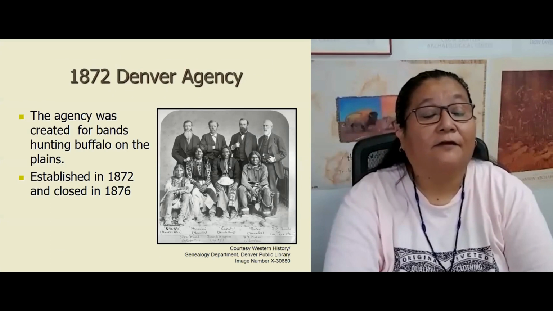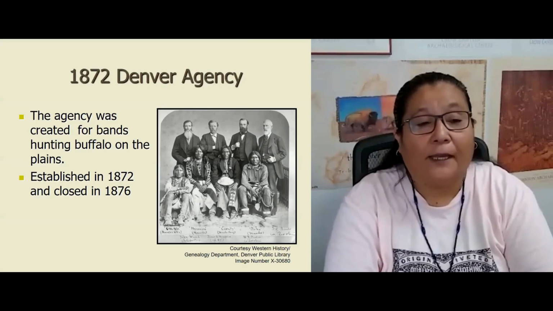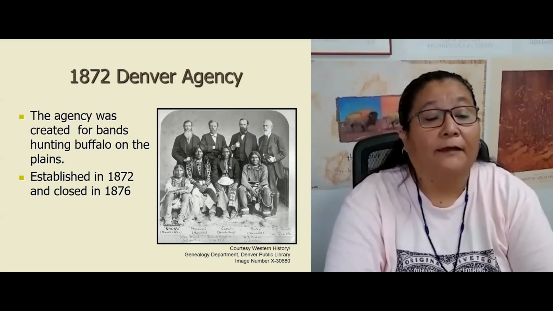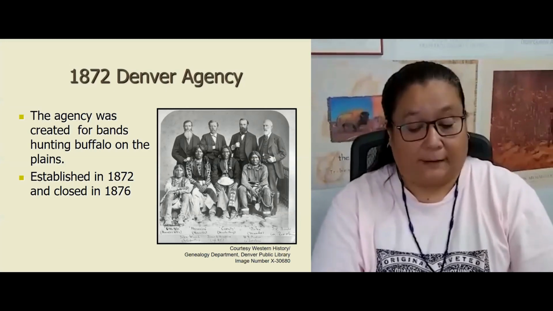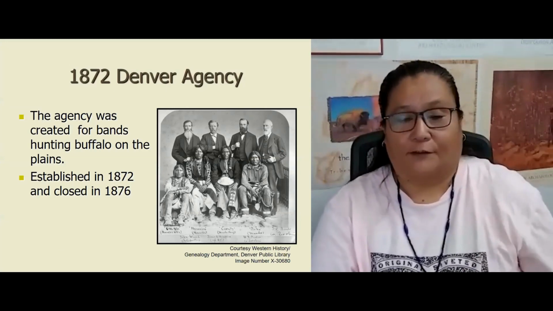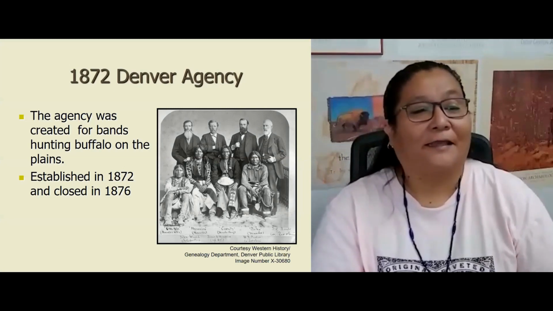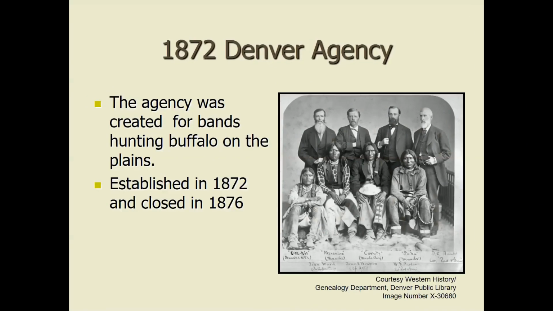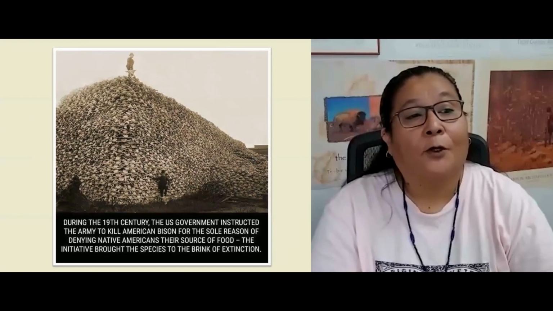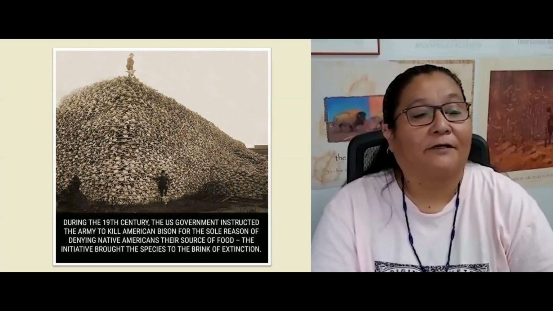So in 1872, there was a small band of Ute people living over where downtown Denver is, at one of the parks before it was a park. The agency was only open for about 4 years, and then they eventually moved all of the Utes over into the Western Slope. So that's 1872. And then this photo blows me away every time I see it.